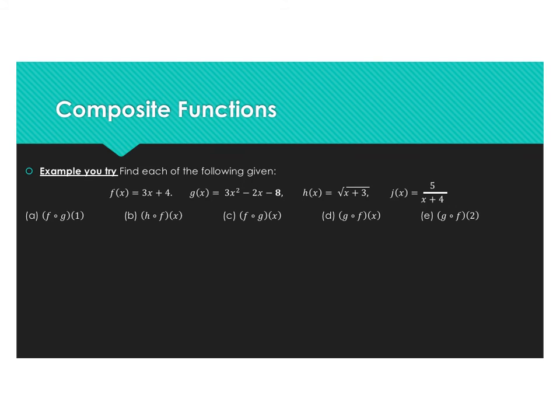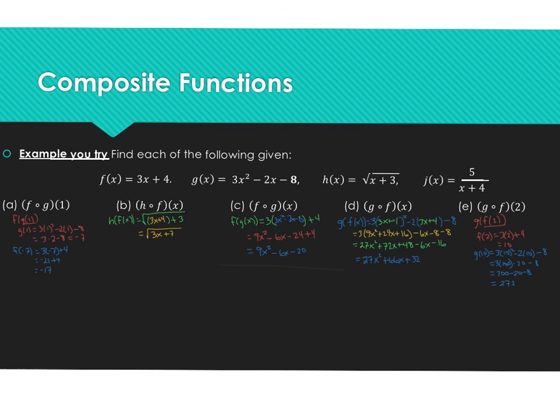I want you to take a few minutes and try these 5 example you-tries. Okay, so hopefully for f of g of 1, you found negative 17. For letter B, h of f of x, the square root of 3x plus 7. For letter C, f of g of x, 9x squared minus 6x minus 20. For D, g of f of x, 27x squared plus 66x plus 32. And for E, j of f of 2 is 272.